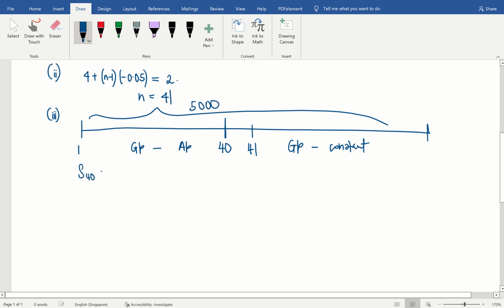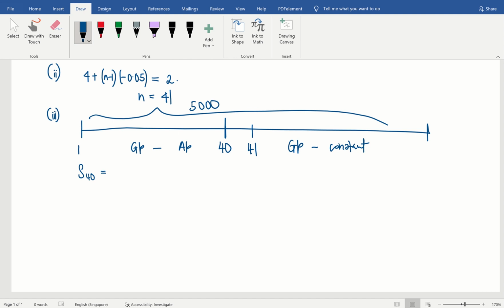S40 equals to. So you can replace, it's very easy. I'm going to use the previous equation. Okay, just replace n with 40, right? Exactly. Okay, that one follows the progression you did just now.